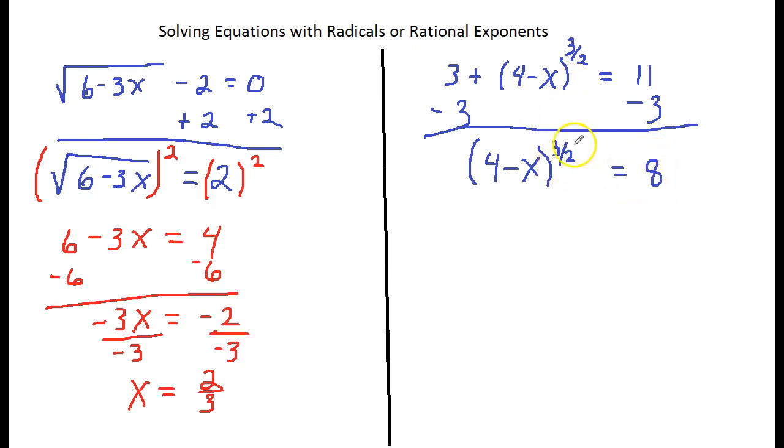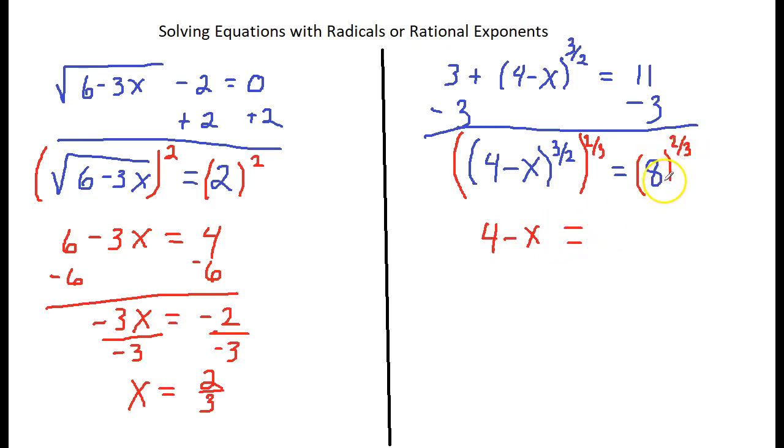Now, to undo this, we want to raise to the reciprocal of 3/2. Well, the reciprocal of 3/2 is 2/3. So if I raise this to the 2/3 power, do the same thing to the other side, raise to the 2/3 power. What happens here is power to a power. You multiply your exponents and you get 1. So you're left with 4 minus x to the first power. That's pretty cool.